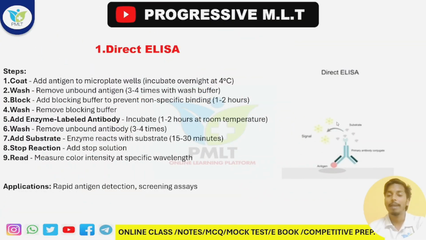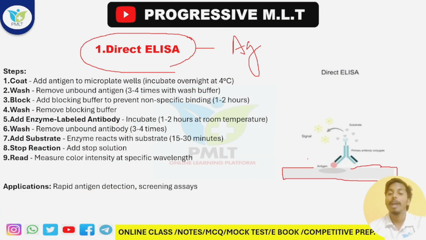See, here we have to add the sample. The sample contains antigen. Please keep in mind that the sample is coated, and the sample contains the antigen. If the sample contains the antigen, then color will be developed, and we may suggest that the particular patient has this antigen, right? So we have to add the sample that is coated and contains the antigen.